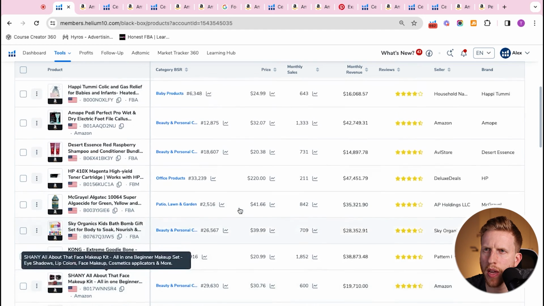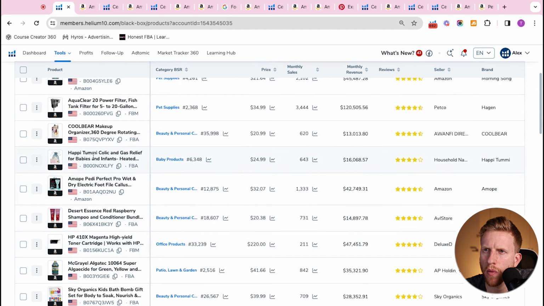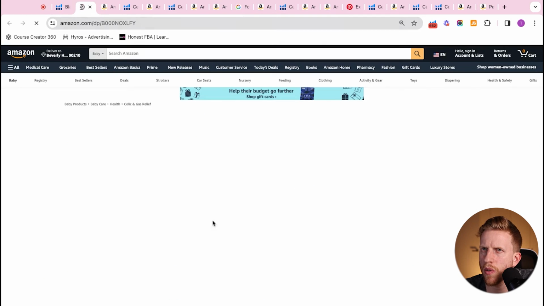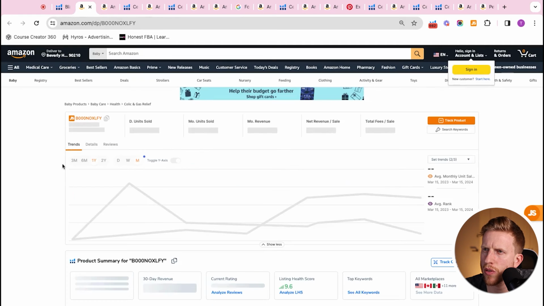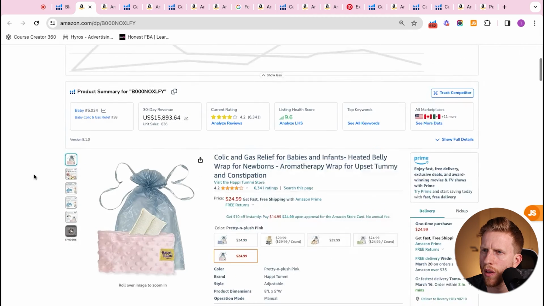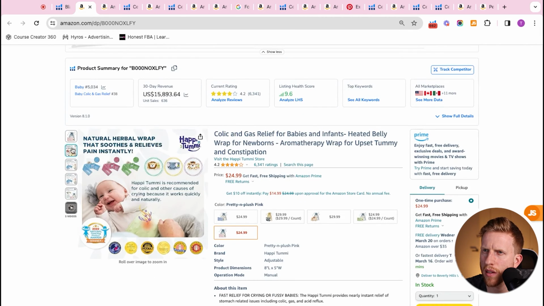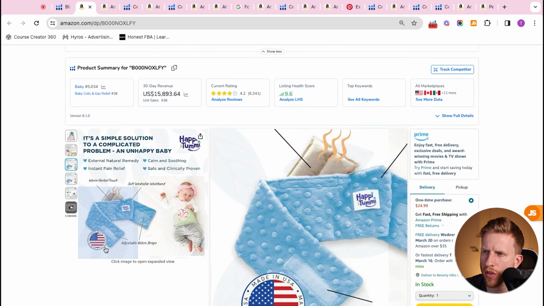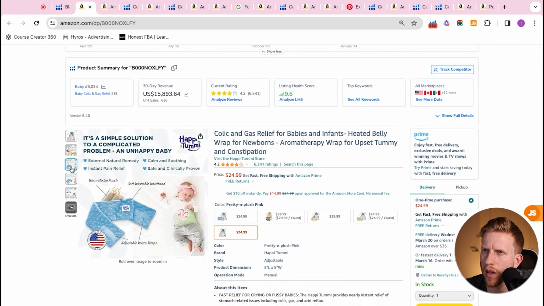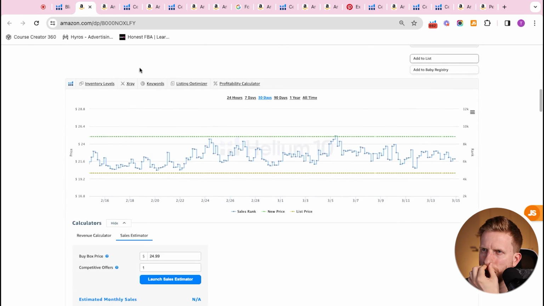All about that face makeup kit. Okay, this looks interesting. What is this? Colic and gas relief for babies. Heated belly wrap for newborns. Aromatherapy wrap. Okay, what is this? So, this is like a wrap that goes, all right, that's interesting. Made in the USA, happy tummy. 15K a month. Let's see what it ranks for.